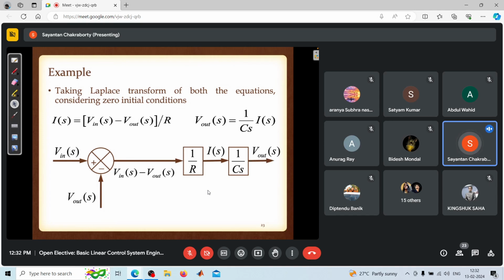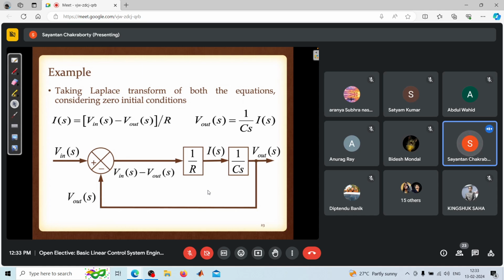And this V out(s) can be brought back into the summing point as V out(s). Now, this V out(s) being brought back to the input is called the feedback. Obviously, you can see, this is a block diagram representation of this RC circuit.